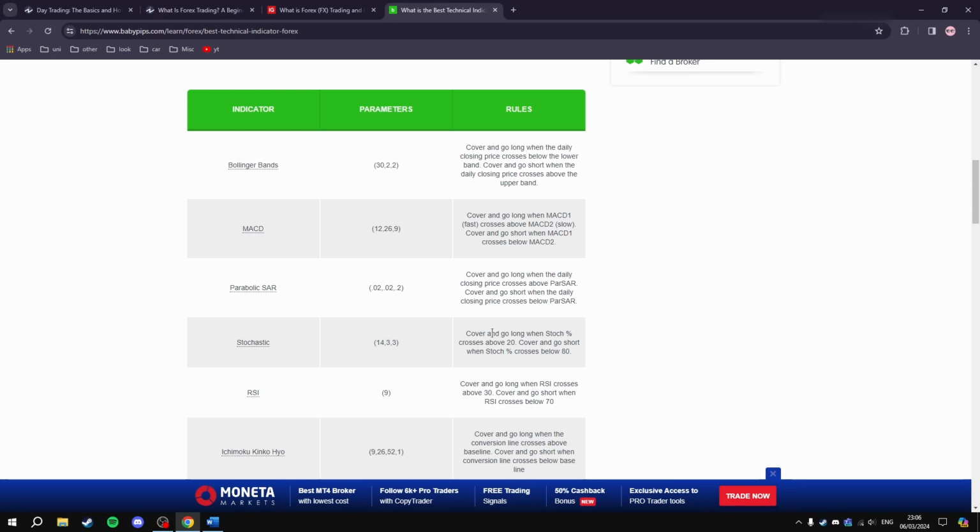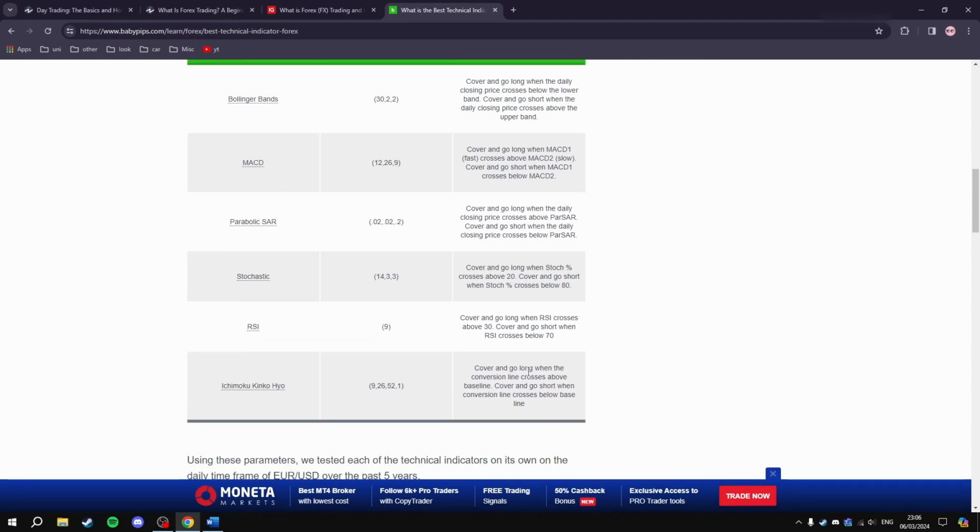Cover and go long when the stochastic percentage crosses above 20. Cover and go short when the stochastic percentage crosses below 80. Cover and go long when the RSI crosses above 30. Cover and go short when the relative strength index crosses below 70. Cover and go long when the conversion line crosses above the baseline. Cover and go short when the conversion line crosses below the baseline.